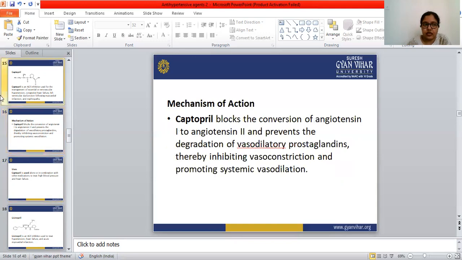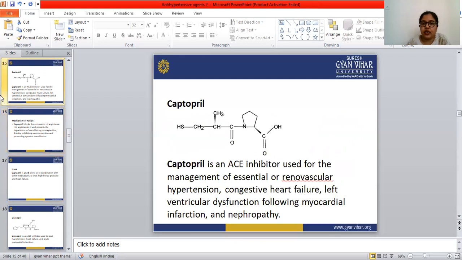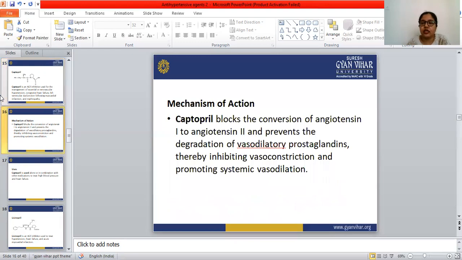Let's see once again what is captopril. Captopril is an ACE inhibitor that is used for the management of essential or renovascular hypertension, congestive heart failure, left ventricular dysfunction following myocardial infarction, and nephropathy. The mechanism of action is that captopril blocks the conversion of angiotensin 1 to angiotensin 2 and prevents the degradation of vasodilatory prostaglandins, thereby inhibiting vasoconstriction and promoting systemic vasodilation.